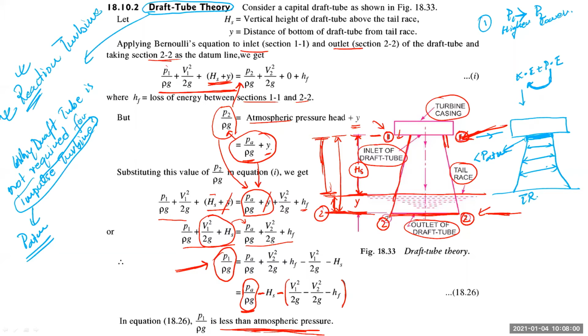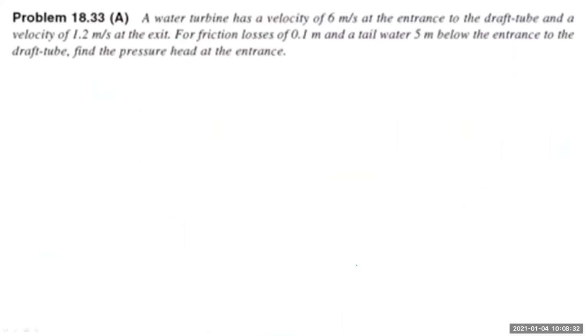So we need this draft tube of gradually increasing diameter that converts some of the kinetic energy into pressure energy and it gets connected to your tail race. You must keep in mind that this draft tube is only used for a reaction turbine, and why it is not used for an impulse turbine. We have seen this condition that P1 upon rho g equals PA upon rho g minus HS minus this term. Based on that concept, today we will solve one numerical.